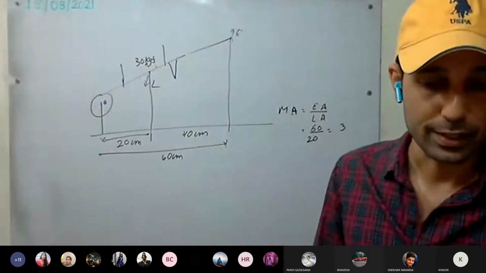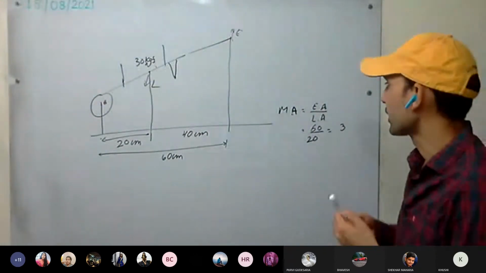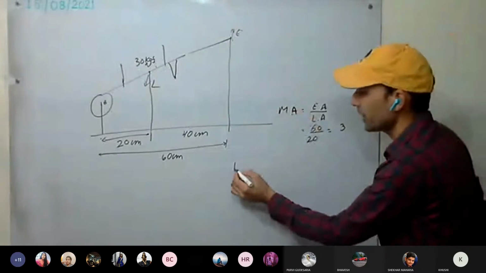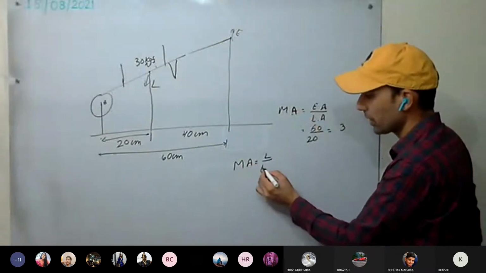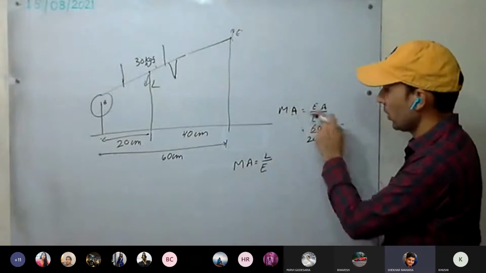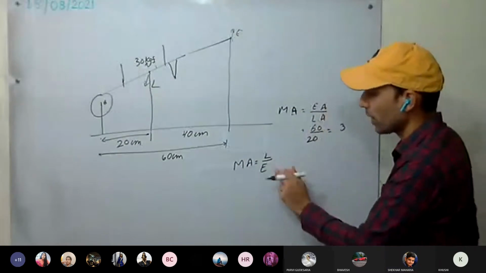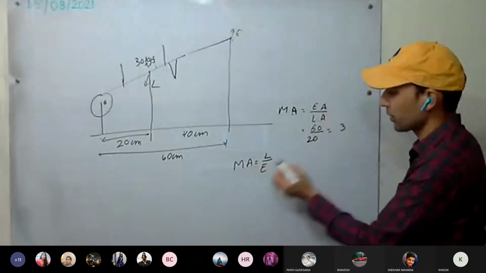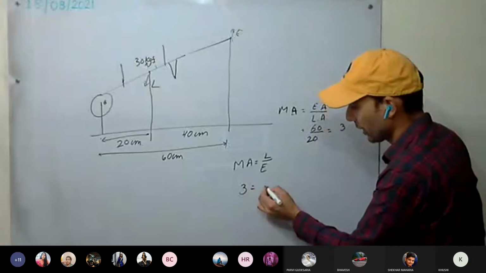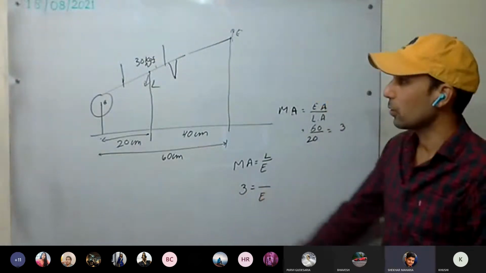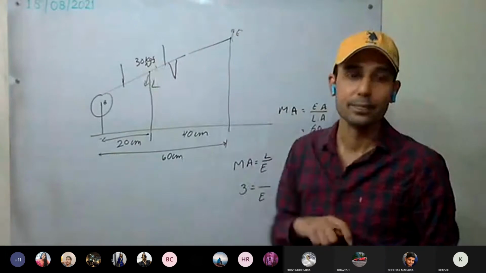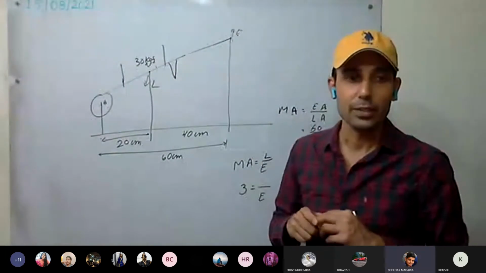Just minimum effort required. So what will be the minimum effort? What is mechanical advantage in terms of load and effort? Load upon effort. This is the mechanical advantage. Now mechanical advantage you already have calculated, 3. Effort we have to calculate, load you have to put here. How much is the load?